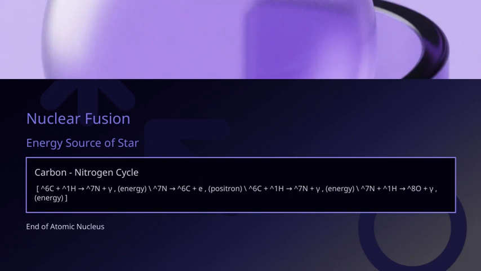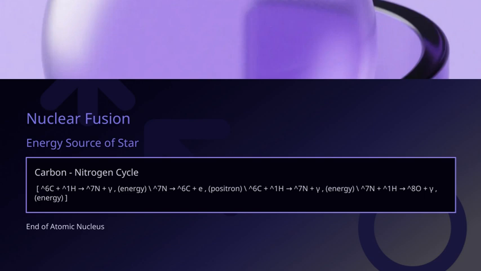All right, let's take a look at the end of the atomic nucleus and what it signifies in stellar processes. On the slide, we see a series of nuclear reactions involving carbon and nitrogen isotopes. For example, one reaction shows a carbon-6 nucleus combining with a proton to form nitrogen-7 plus gamma radiation. This illustrates how nuclei can fuse and release energy, which is fundamental to how stars generate power. Another reaction involves nitrogen-7 undergoing positron emission, transforming back into carbon-6 and releasing energy again.